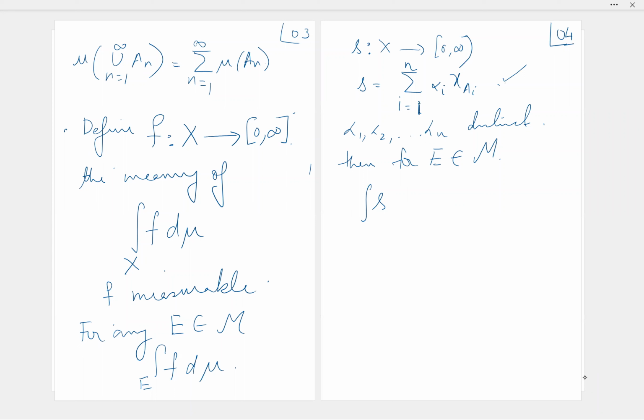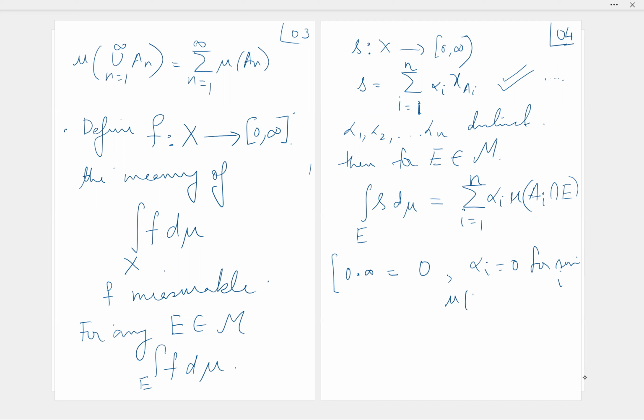So these are very special kind of functions. These are called simple functions. And you define this to be simply the sum. And of course, we will use this convention, because it is allowed that alpha i is 0 for some i and measure of A i intersection E is infinity. This can happen. So right now we have just defined this for simple functions, and for them, we define the integral this way. Okay.